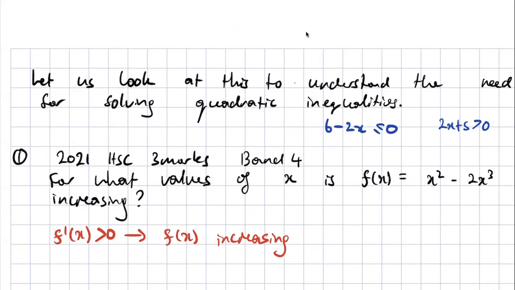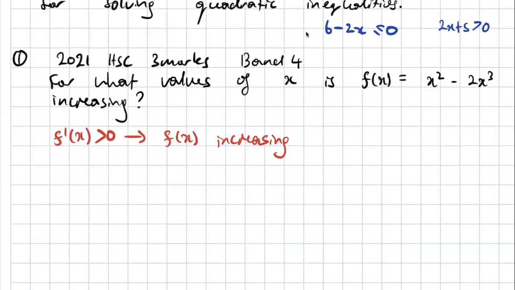Okay, so let's have a look at the 2021 question. That's a Band 4, worth 3 marks, and it basically says: for all values of x, is f(x) equal to x squared minus 2x cubed increasing? I'm going to answer this question up until a point. I'm going to show you where we get stuck without having a technique to help us.